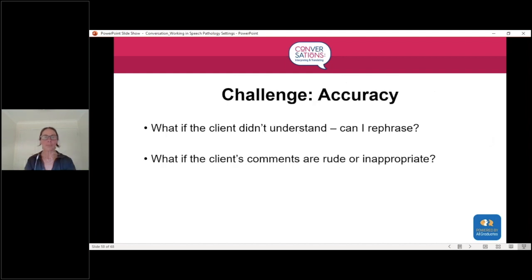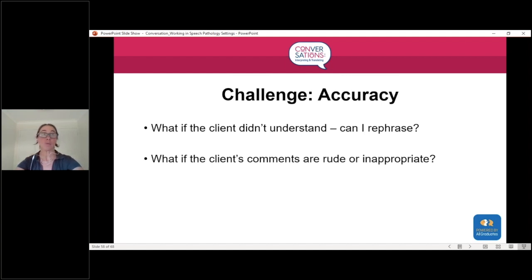So finally, this last challenge I just want to quickly go over as well is the challenge of accuracy, okay, because interpreters are supposed to, according to the code, interpret faithfully everything that is said. So maybe I'll start with the second point there.